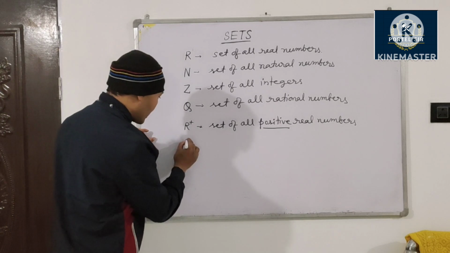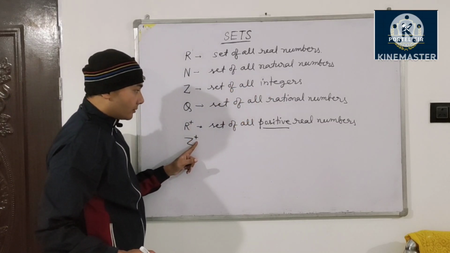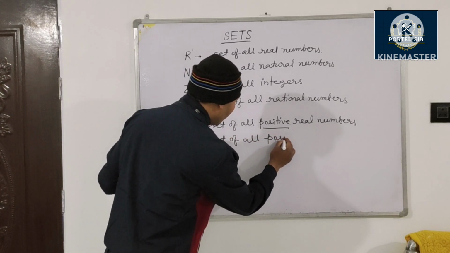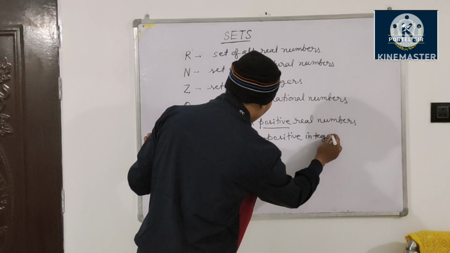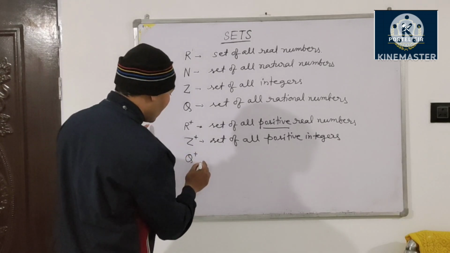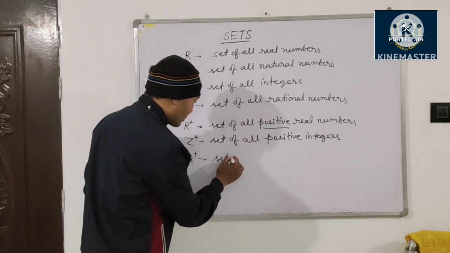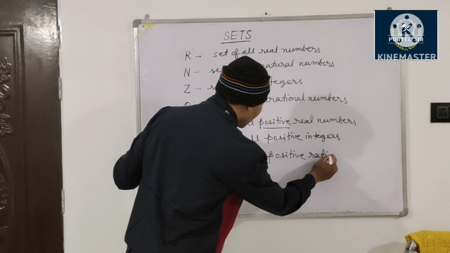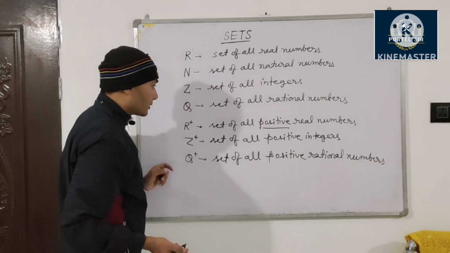Okay. In the same way, we can write Z plus. You know Z means the set of all integers. So with plus, we can write the set of all positive integers. Now see last, Q plus. Q is the set of all rational numbers, so Q plus is the set of all positive rational numbers. Yes. So these sets you have to keep in mind.